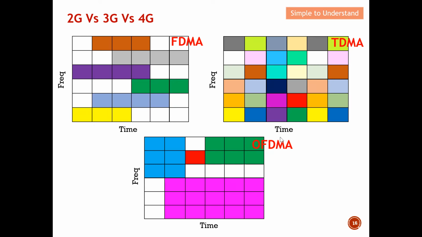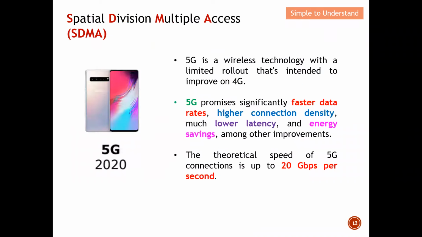I will do another video to discuss OFDMA, but I just want to explain in a very simple layman's term so that you will be able to understand this OFDMA. Last but not least, let's quickly move on to 5G. 5G is a wireless technology with a limited rollout that intends to improve on 4G. So what is the idea of 5G?